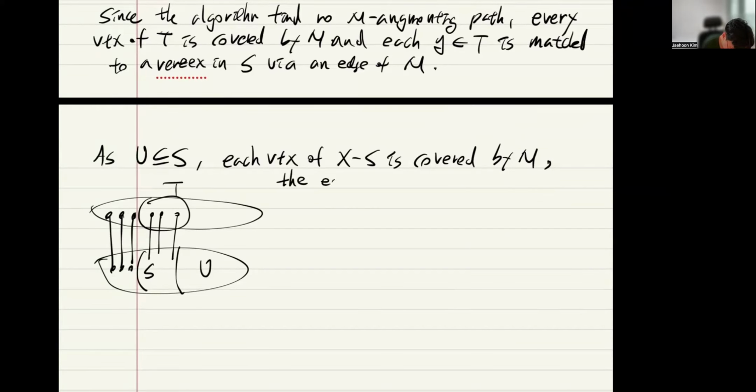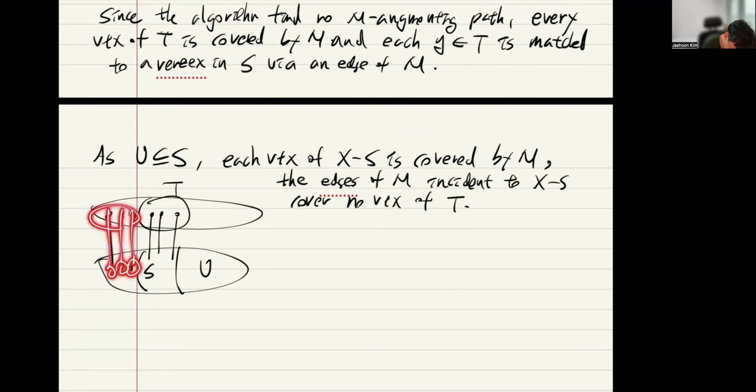The edges of M incident to x minus s cover no vertex of T. So these are matched by M, and then it's not matched to any vertex in T. And these are all only matched in here.